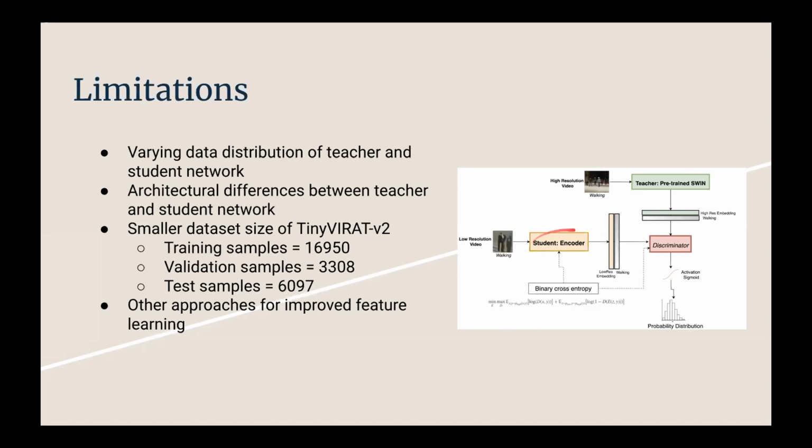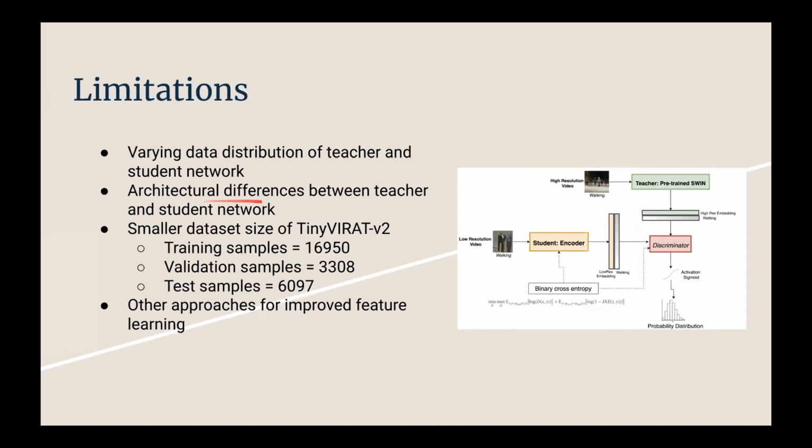And that might be a reason for the student network not being able to perform well on the downstream video classification task of Tiny VIRAT, because we think the student network is probably trying to transform the Tiny VIRAT samples to be more like the Kinetics 400 samples in this setting. So that we think is one drawback.